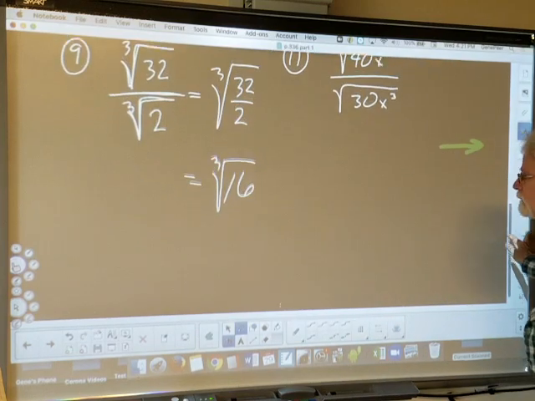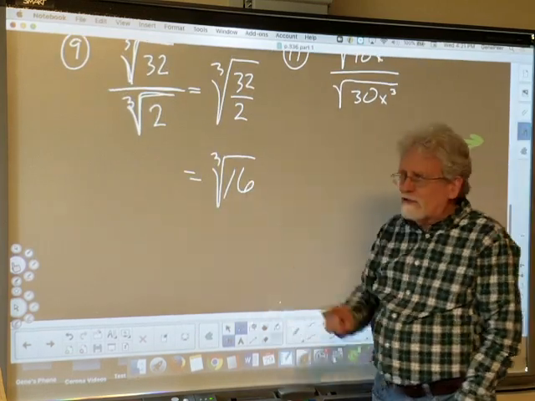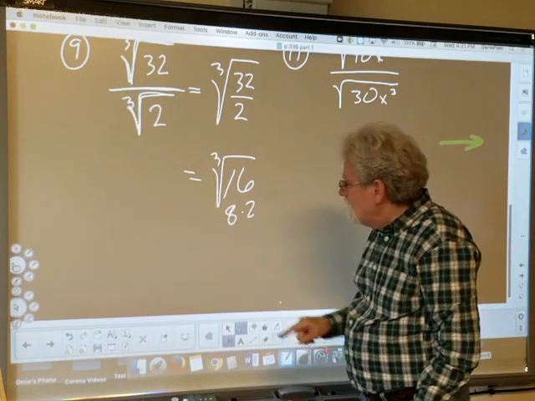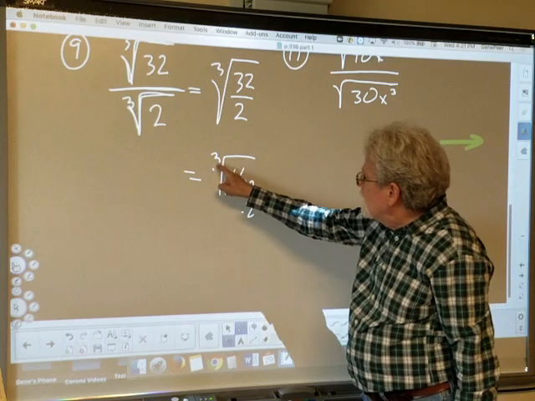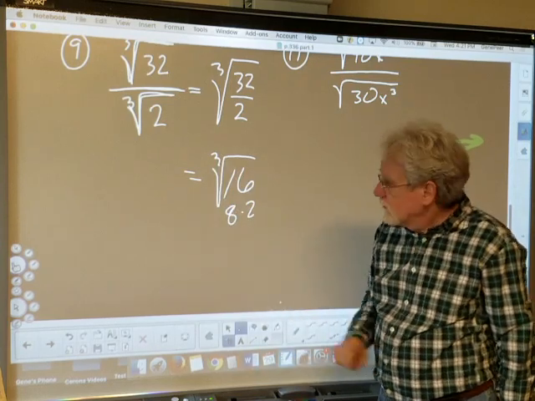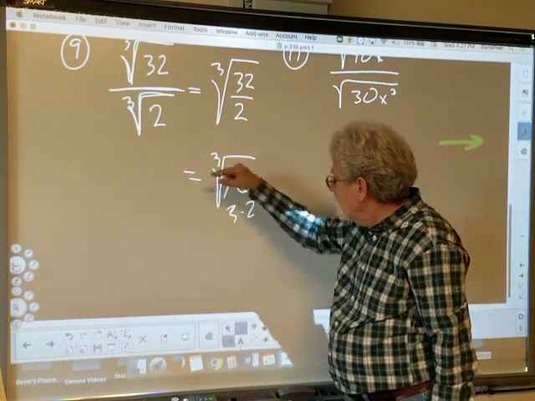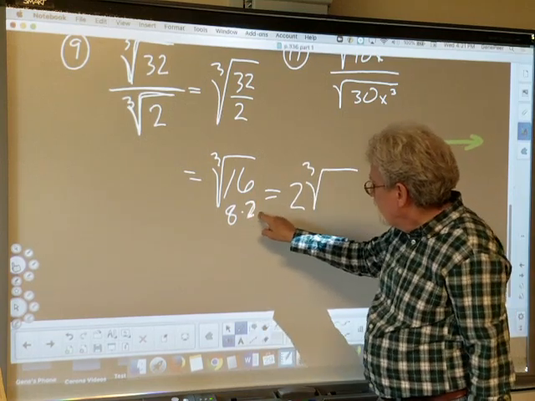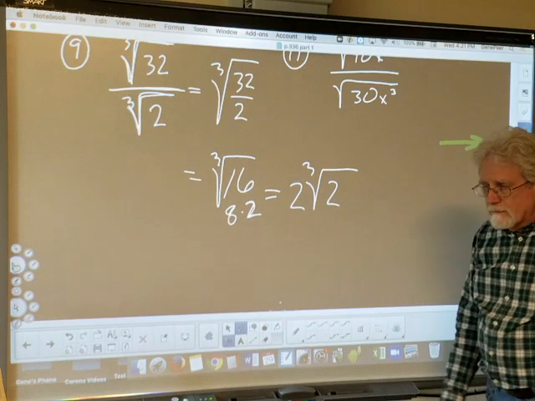Is there a perfect cube that goes evenly into 16? Yes. How about 8 times 2? That's an 8. 8 times 2. Because we know the cubed root of 8 is 2. Ching! We get 2. What's left inside? This guy can't come out. We're done.